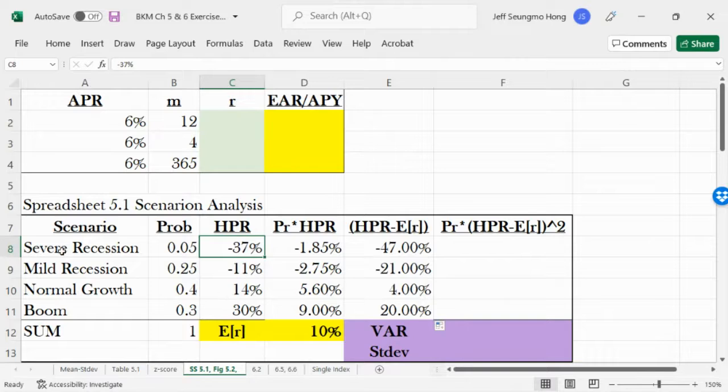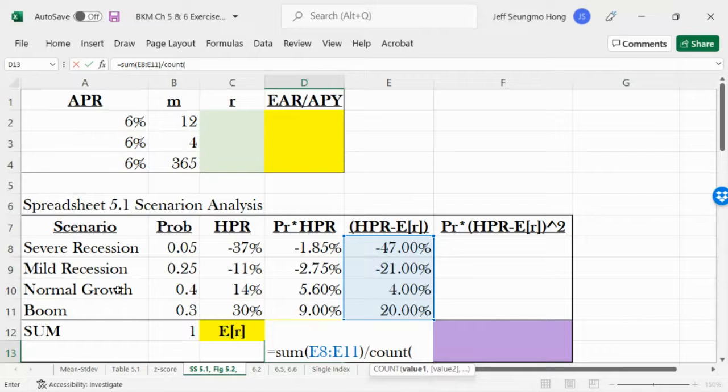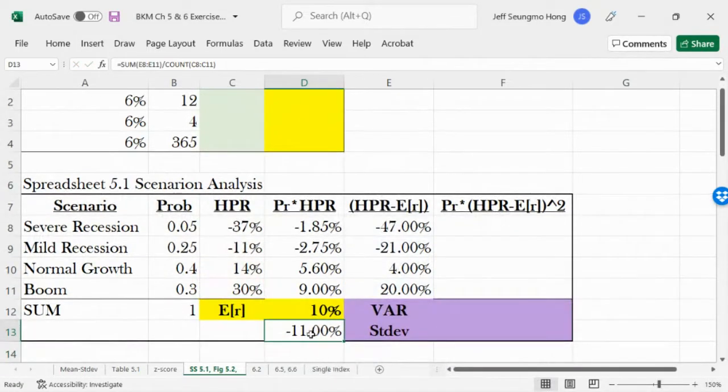Because these are the returns under the scenario before getting weighted. Now think about it. If you just add them up and divide by 4, it will be 0. Believe you me, it will be. Let's try that. Sum all of those. Because there are 4 data points, count 4 data points. Oh, it's not 0 actually.